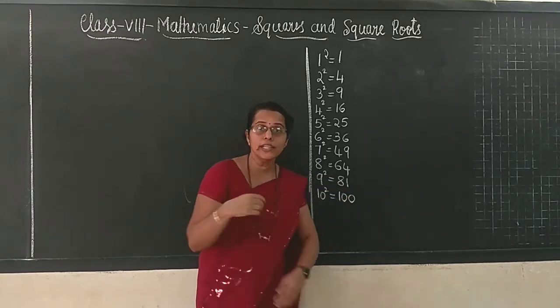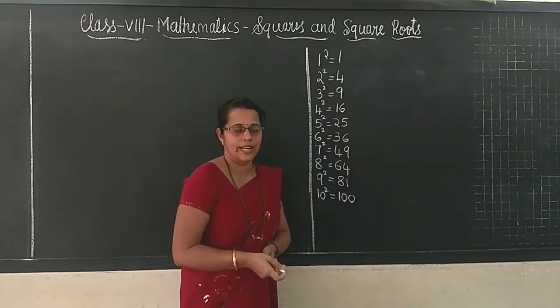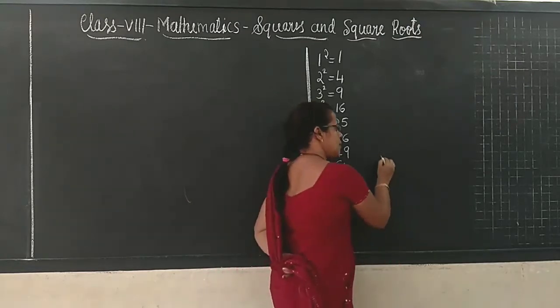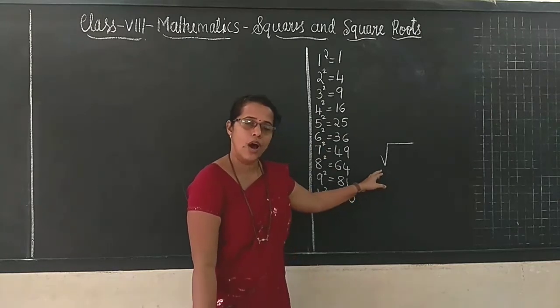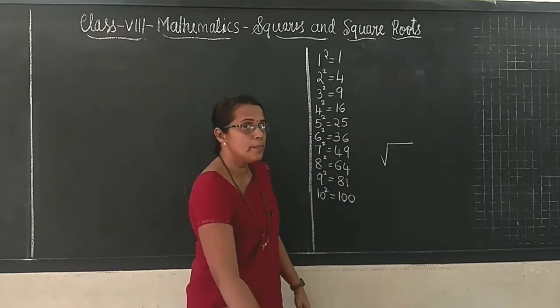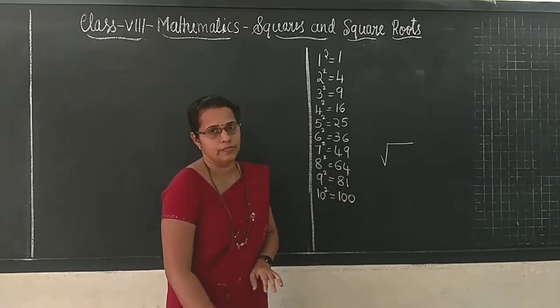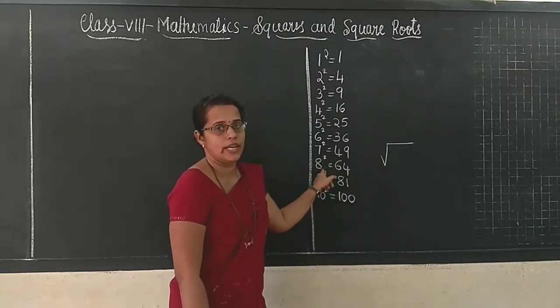Okay, after knowing the square numbers, it's very easy to write the square root of them. So how to represent square root? Square root is represented by the symbol like this. Okay children, so now can we write the square root of this number? Square root is an inverse operation of squaring.